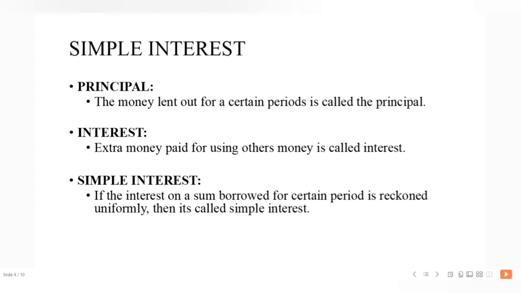Before we see the program, we need to know some important concepts for simple interest. First one is principal amount. What is principal amount? The money lent out for a certain period is called principal amount. Next one is interest. Extra money paid for using others' money is called interest. And last one is simple interest. Extra money paid on our principal amount over some years is called simple interest.